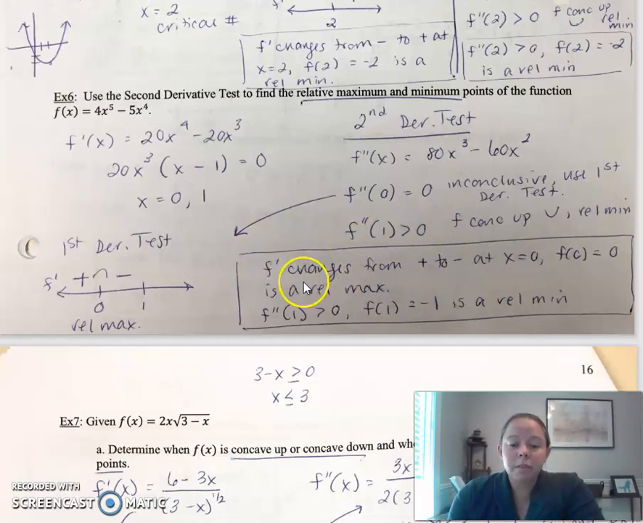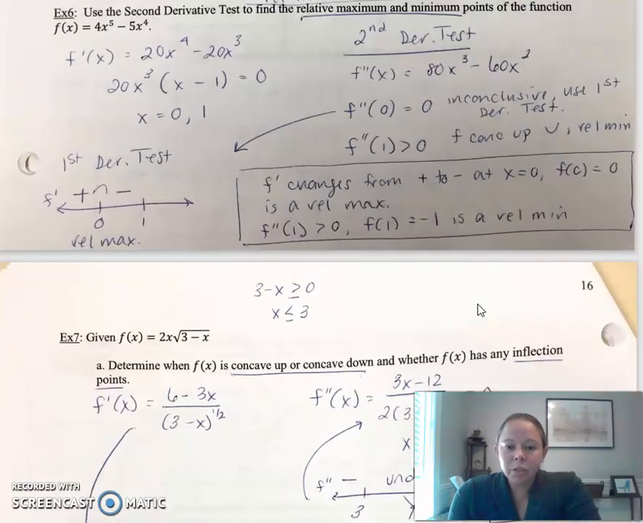Okay, so you notice in my justification, I said the derivative changes from positive to negative at x equals 0, meaning f of 0 equals 0 is a relative max. So that's the first derivative test I had to use. And then here, because the double derivative at 1 is greater than 0, f of 1 equals negative 1 is a relative min. All right? So that's what you have to put for your justification for the second derivative test.